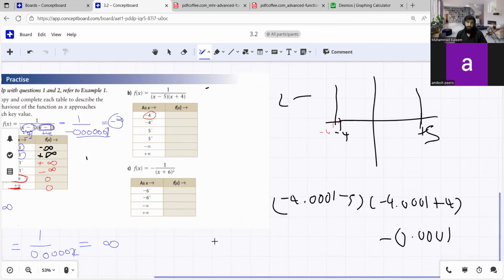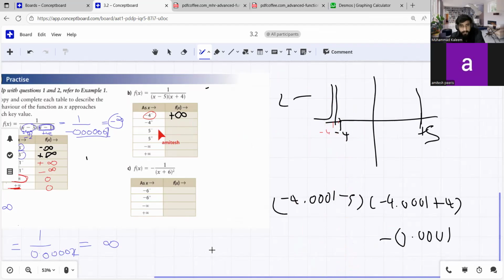Negative 9 times 0.0001 is just negative 0.0009. Be very careful with the signs. And that's positive, right? Yeah. So then it's over, and then that's going like this. Again, this one, it's this.